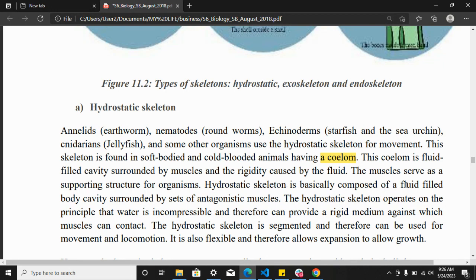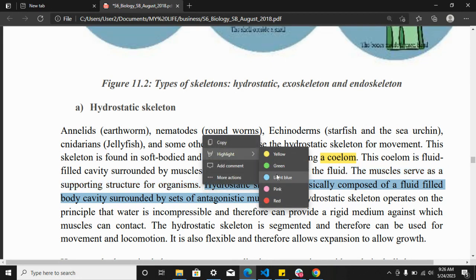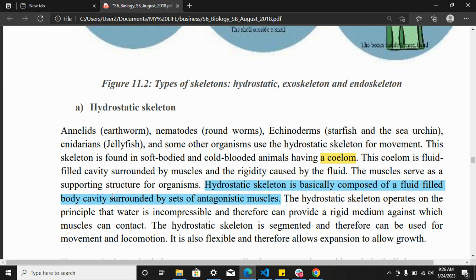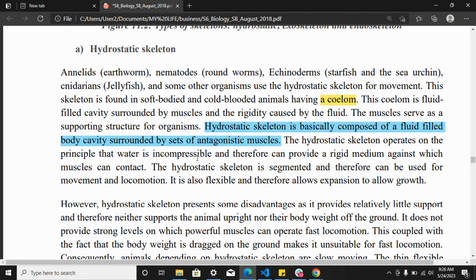Hydrostatic skeleton is basically composed of a fluid filled body cavity surrounded by muscles. What are the components of hydrostatic skeleton? Ni fluid filled body cavity. It is surrounded by sets of antagonistic muscles. Antagonistic muscles ni muscles zigira action movements zitandukanye. Imwe niba iri go contracting, another one will be relaxing. So the skeleton of an earthworm cyangwa nematode ni fluid, hanyuma it is surrounded with muscles zifasha kuyifasha kuba rigid. Ibyo rero nibyo twita hydrostatic skeleton. So the hydrostatic skeleton operates on the principle that water is incompressible and therefore can provide a rigid medium against which muscles can contract.